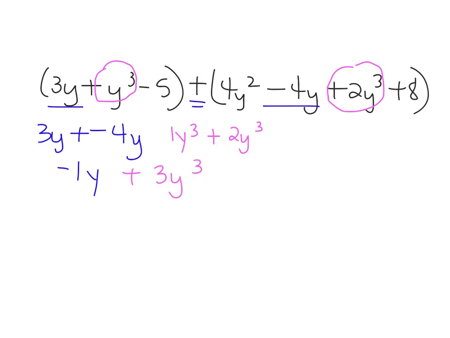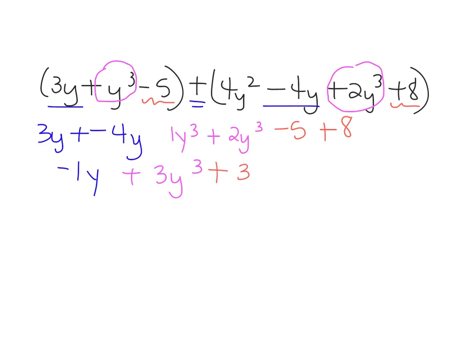Again, let's look at the first parentheses. I've got this negative 5. Do I have a constant in the second parentheses? Yes, I have a positive 8. So I'm going to write down negative 5 plus positive 8. That gives me positive 3.